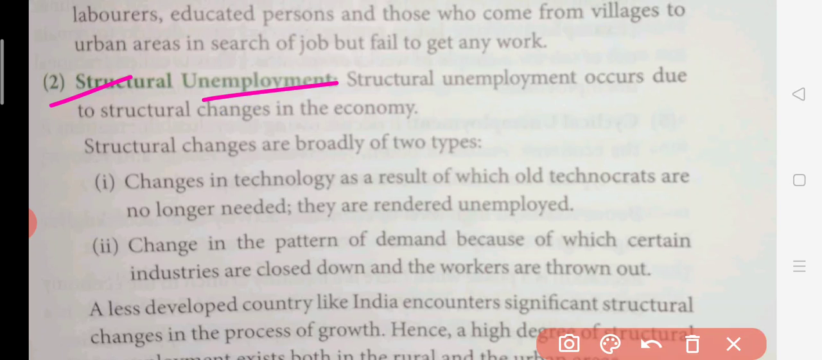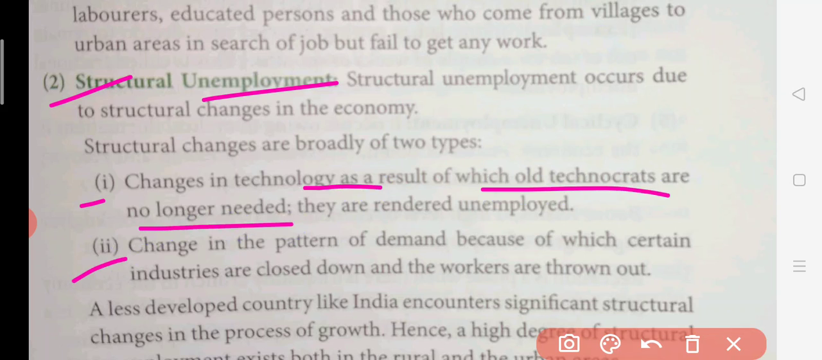Whenever such changes occur, it takes some time to adjust. Like whenever people are moving to this industry, there will be a change in technology. So here we can say that there is a change in technology, as a result of which old technocrats are no longer needed. Whenever these structural changes happen, meaning a change in technology, the people who learned the previous technology become outdated, and they will no longer be required by the company. Then they will be unemployed.